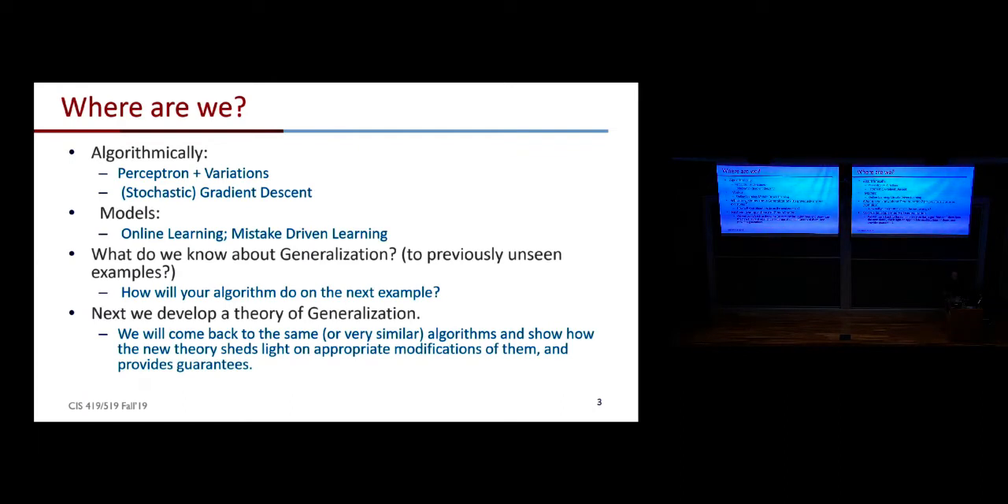So where are we? We talked about algorithms. We talked about learning models, online learning, mistake-driven learning. What do we know about generalization? So what do we know about whether the algorithm is good or bad? So what I'm going to do the rest of today and next time is try to develop a theory of generalization.